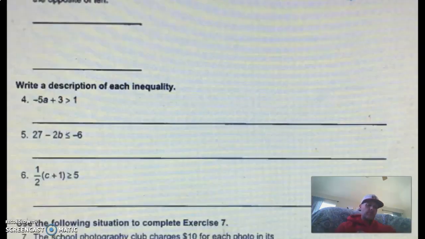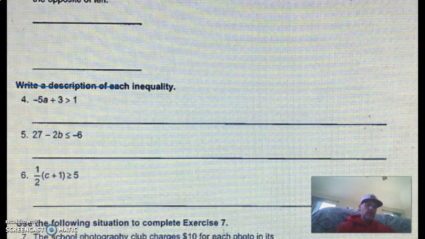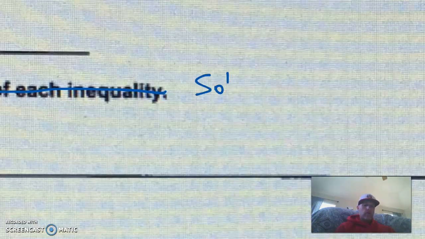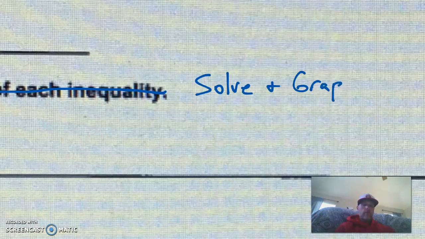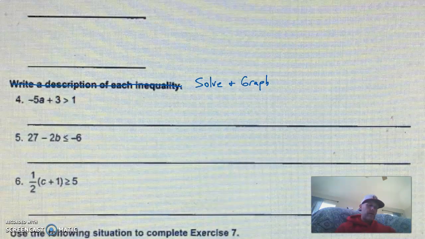Number 4, we're not going to write a description because that's just tough and we're not real good at it. And you won't be tested that way. Instead, you'll be given some descriptions and you just have to read and see. So we're not going to write a description. We are going to solve and graph, because we still need practice on that.